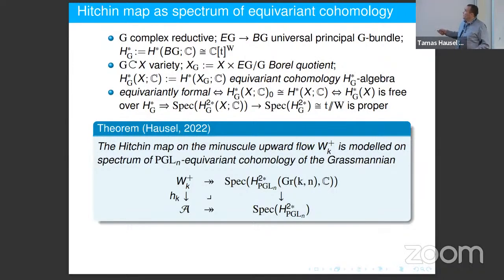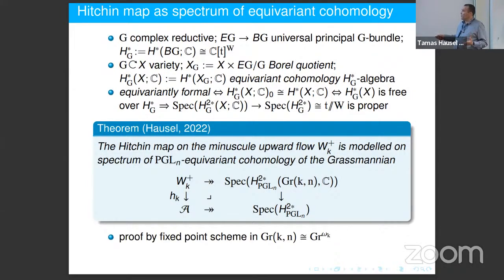So this modeling means that if you take the equivariant cohomology of the Grassmannian of complex k-dimensional subspaces of C^n, then this map down to the base, this finite flat morphism, models the Hitchin map in the sense that you have a natural evaluation map from the Hitchin base, and this is a pullback diagram. So you just pull back the equivariant cohomology and you will recover the Hitchin system on that upward flow. That's a kind of surprising way to explain the Hitchin system on an upward flow, but it is nothing but the spectrum of the equivariant cohomology of the Grassmannian.